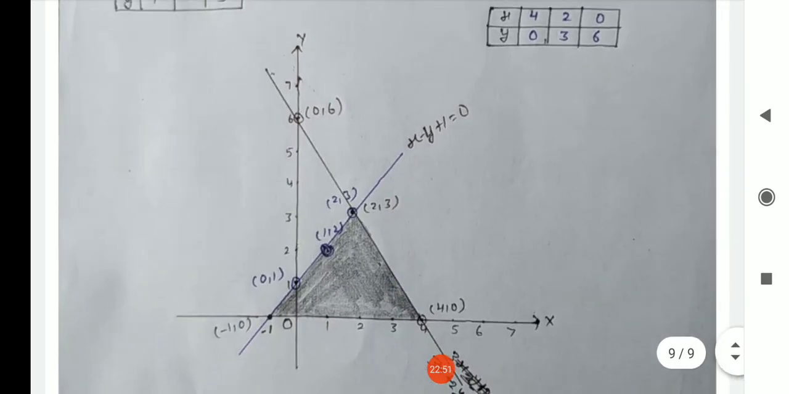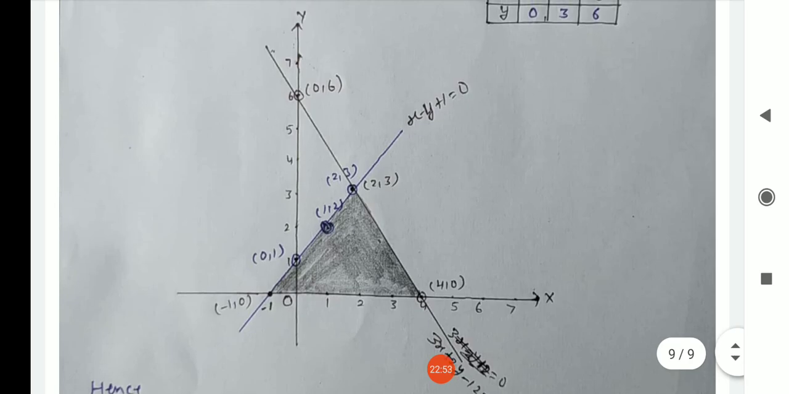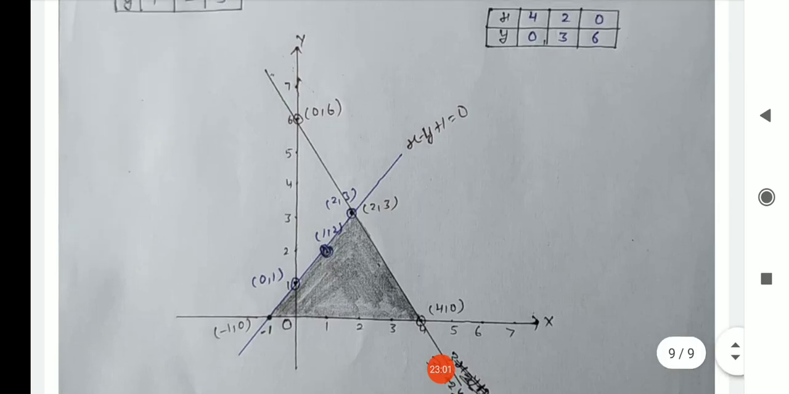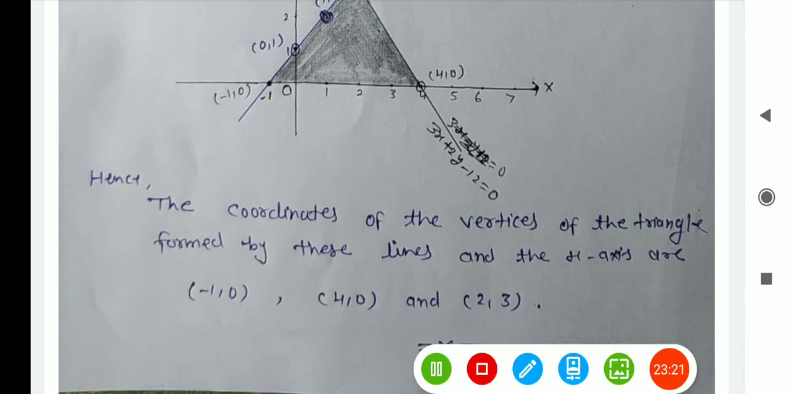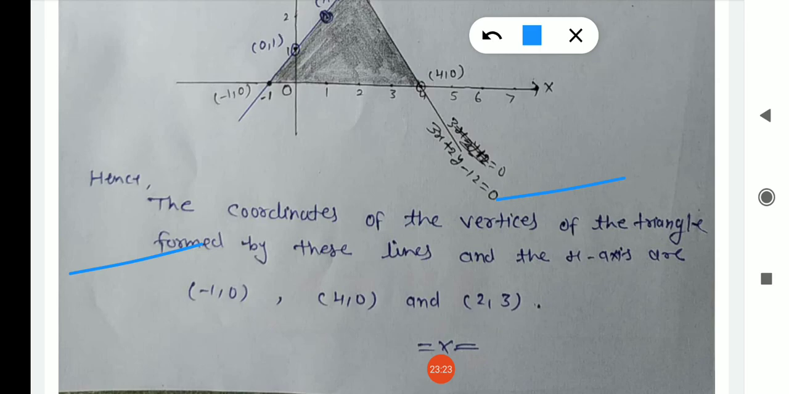So this graph is like this. Okay, here it is the graphical solution. Now we find a triangle. You see that this forms one triangle. So we write its vertices. On the x-axis it cuts at minus 1, 0 and 4, 0, and what is the third vertex of the triangle? 2 comma 3. So it is our vertex. The coordinates of the vertices of the triangle formed by these lines and the x-axis are minus 1, 0, 4, 0 and 2, 3.